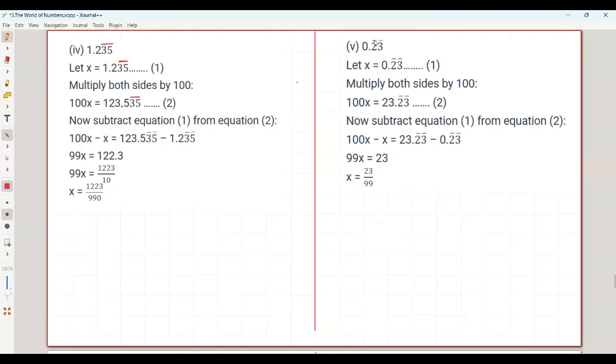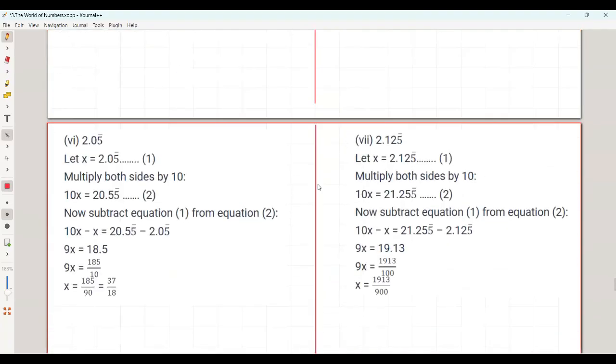The same as this question. Okay, fifth question, 0.23. 23 is repeating. Two digits are repeating. Multiply by 100 on both sides. If you multiply by 100, it will become 100x is equal to 23.23. Make sure that after the decimal point, we should have two digits. Here also two digits. Then subtract 2 minus 1. 100x minus x is 99x. 23.23 minus 0.23 is 23. Take this 99 to this side. So 23 by 99. Okay, all the questions are the same.